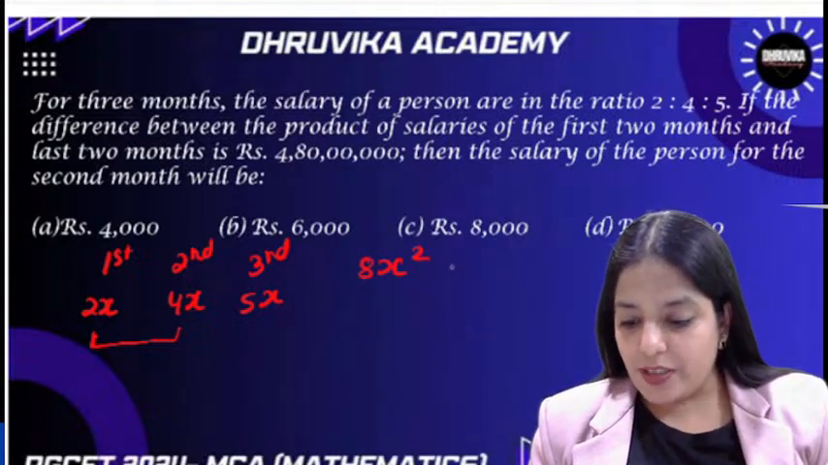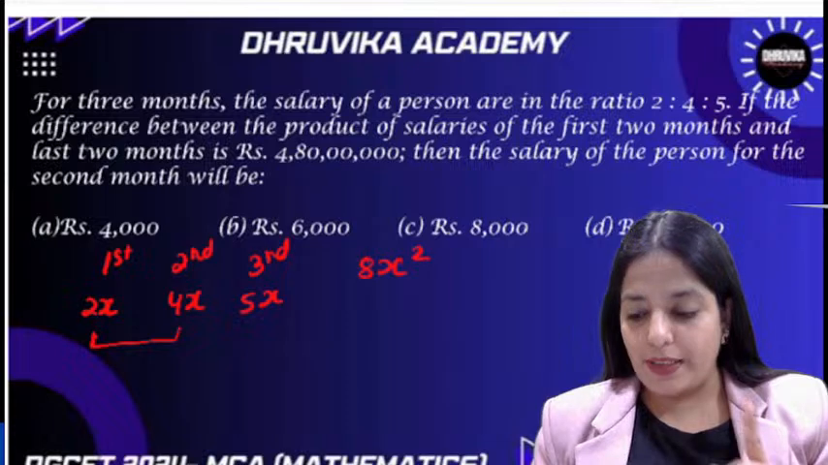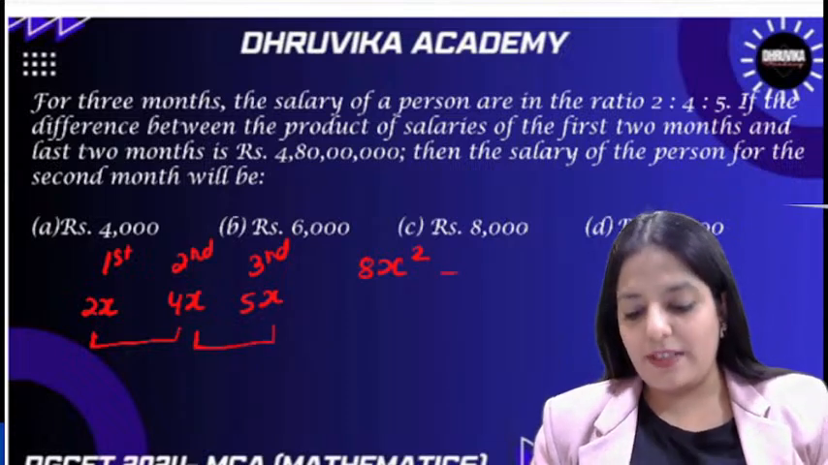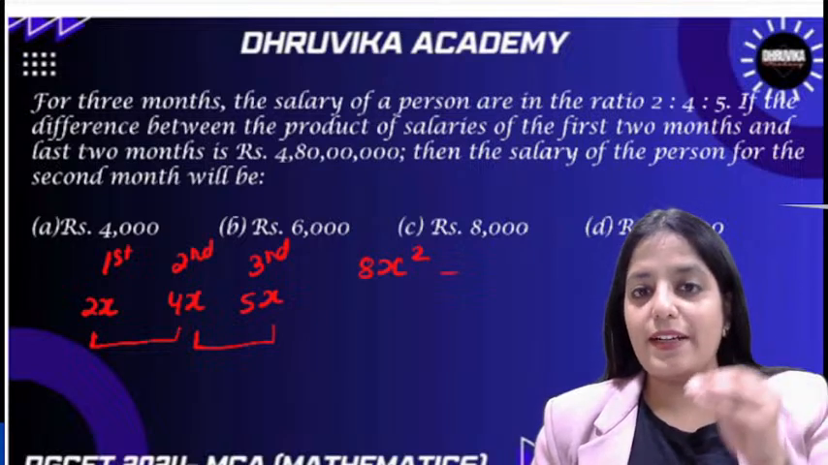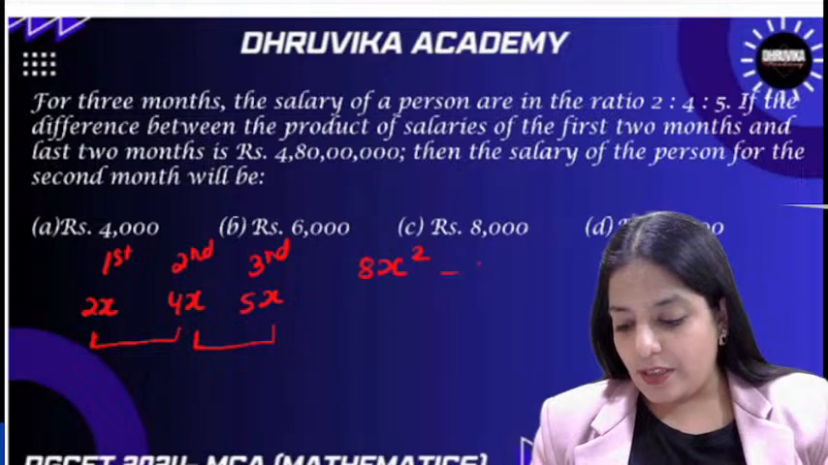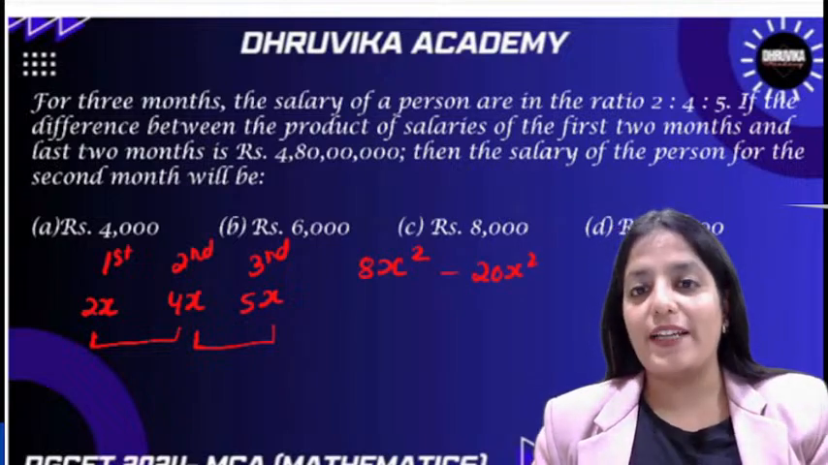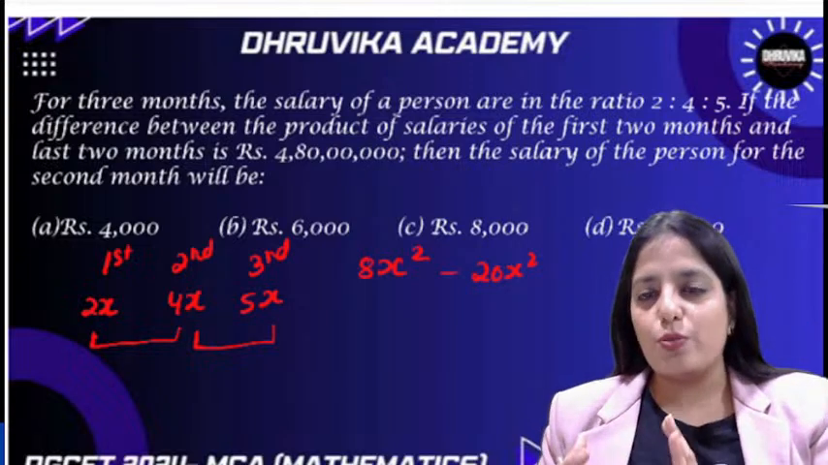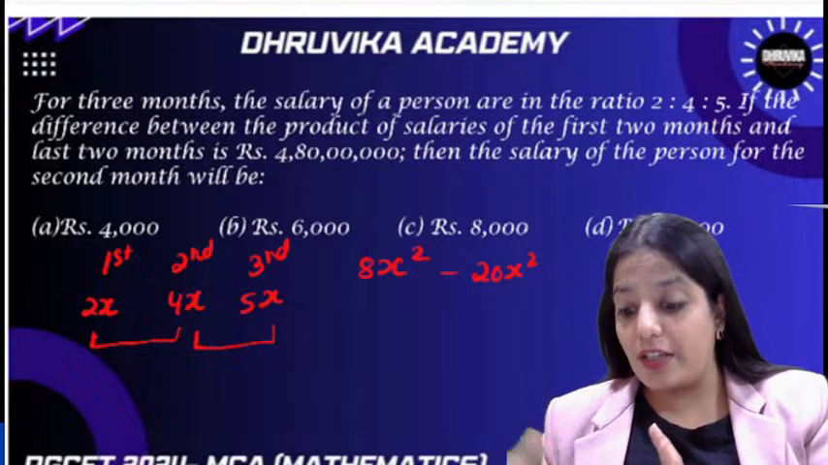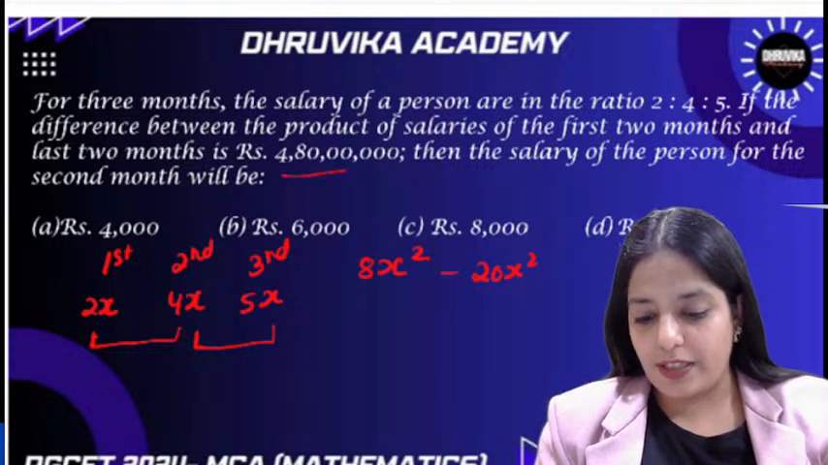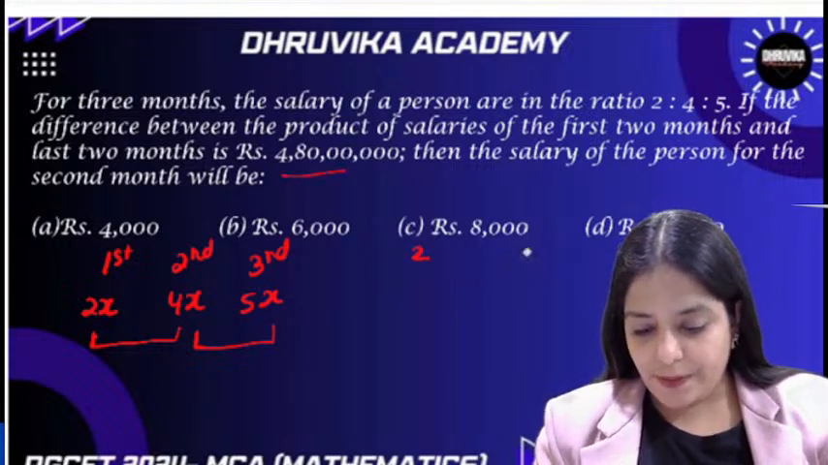Okay, difference between the salaries of first 2 months and last 2 months. Last 2 months, 4x and 5x product would be how much? 20x square. Although they have mentioned it like this, it's common sense that 8x square minus 20x square will give you a negative figure. So you need to turn it around, because you have a positive figure here.